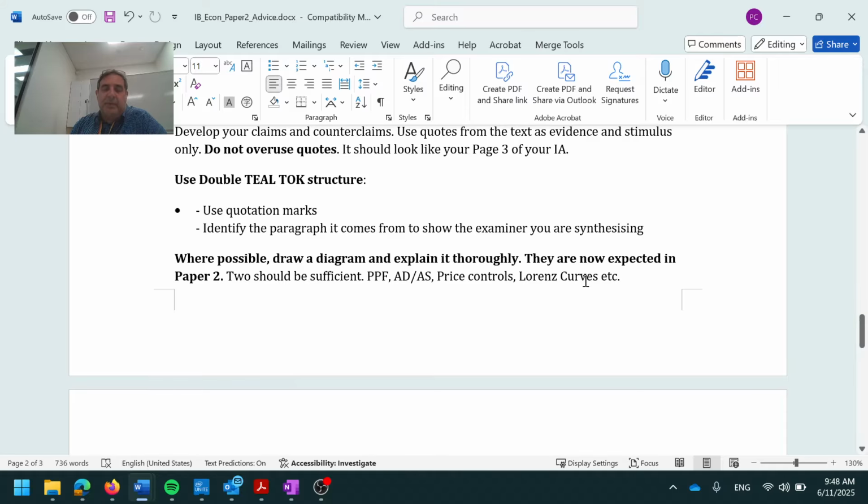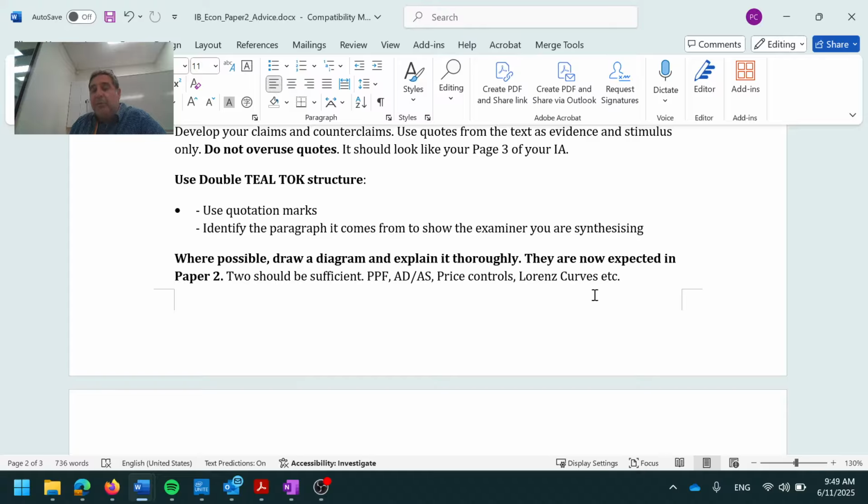Now, where possible, in Part G, draw a diagram and explain it thoroughly, okay? So they are essentially now expected or required in paper 2, and the beauty of it is if you sketch a diagram, you can explain it. Remember, a picture paints 1,000 words. So by explaining the diagram in context of the case study, you'll write a decent paragraph and you will be rewarded for it. So I would aim for about 2 diagrams.